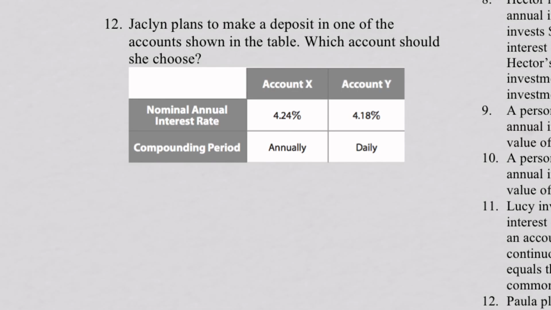Okay, your turn, number 12, the last one in this section. Jacqueline plans to make a deposit into one of the two accounts. Which account should she choose? Go ahead and do what I just did using the formulas that I just used. Notice what it says. Compounded annually, that means once per year. Compounded daily, that means 365 times per year. Okay, so go ahead and do that comparison and see which one she should choose. Go ahead and pause the video right now. Work on it on your own for a little while, then come back and check your answer.